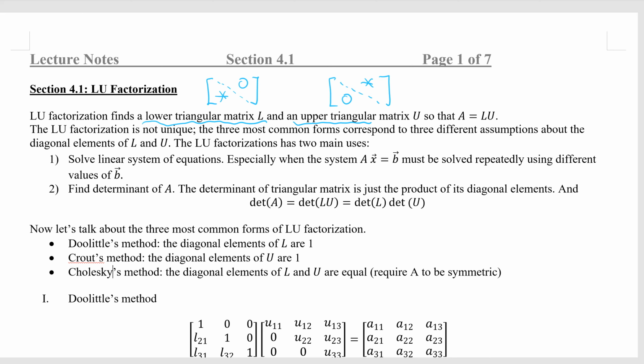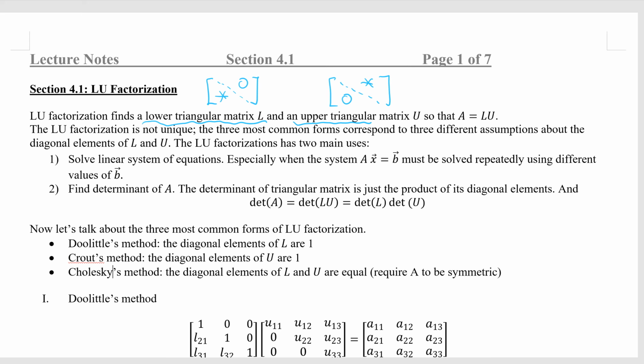So do you remember, given a linear system, what do we use? The Gaussian elimination. We perform a sequence of elementary row operations until we get to the echelon form, right? But if we have the LU factorization, we can simply do back substitution.